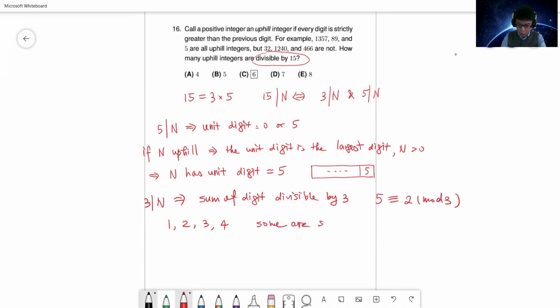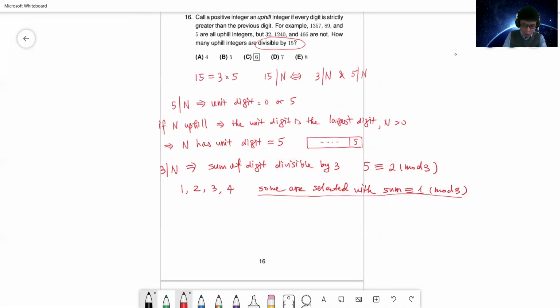Some are selected with sum has remainder 1 when divided by 3. That's the requirement. Now let's check each number here. So 1 has remainder 1 when divided by 3. 2 has remainder 2 when divided by 3. And the 3 is divisible by 3.